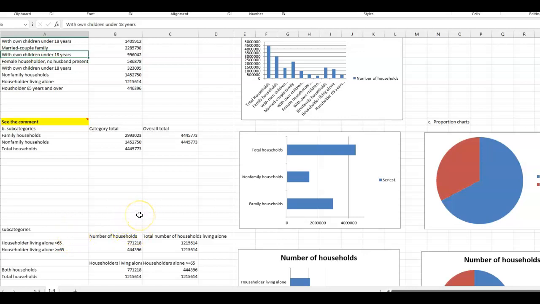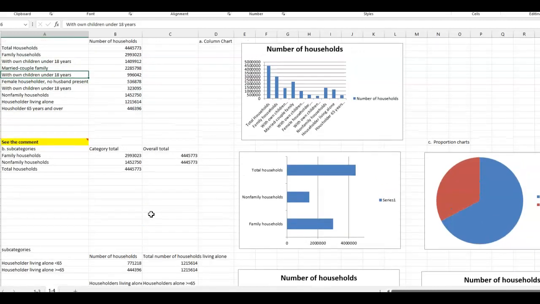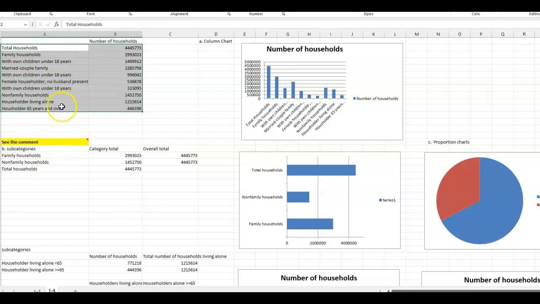and then a pie chart that shows the proportion of households in each category. So for that one, you're going to have to look at the different categories. So let's look at this stuff right here. What are the categories that you can make comparisons of? Well, we have total households here, and then we have family households here. So the first one will be a pie chart that shows total households versus family households.